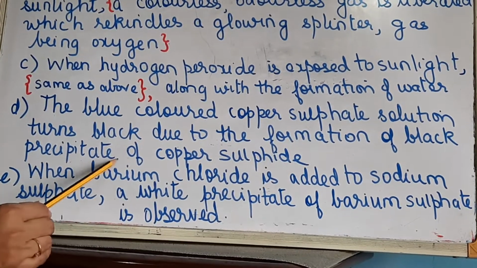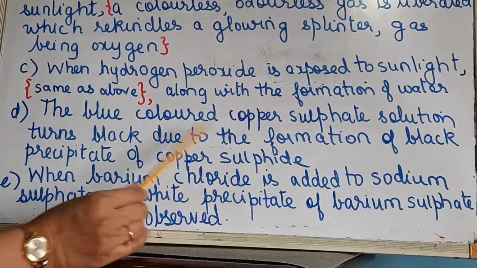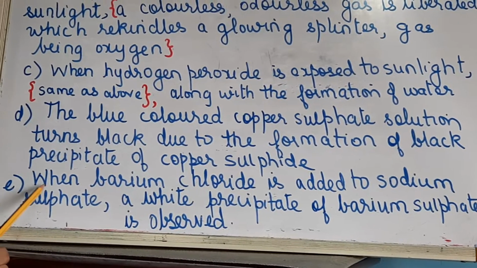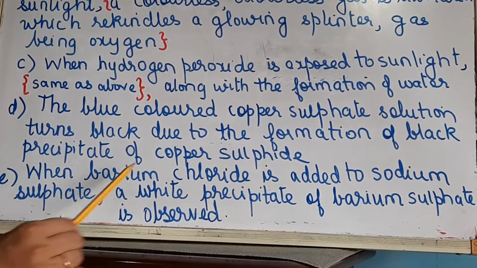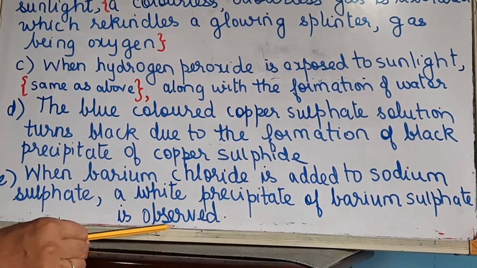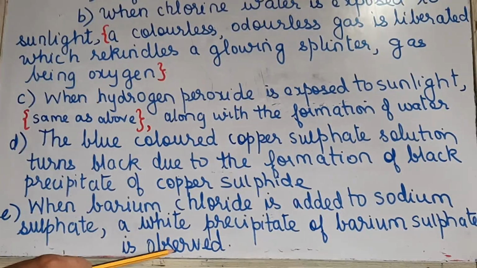Then next one is: the blue colored copper sulfate solution turns black due to the formation of black precipitate of copper sulfide. Okay, for "state your observation," generally such questions are asked. And the last one: when barium chloride is added to sodium sulfate, a white precipitate of barium sulfate is observed. Okay, clear? So this was what we had already discussed.